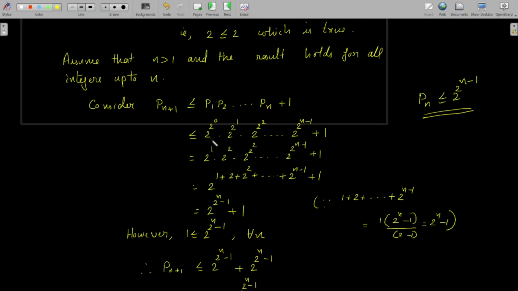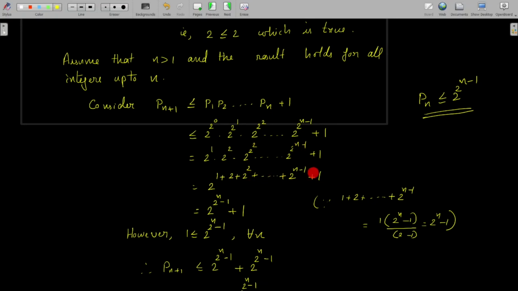P1 is less than or equal to 2 raised to 1 minus 1, that is 0. P2 is less than or equal to 2 raised to 2 minus 1, that is 1. Then P3 is less than or equal to 2 raised to 3 minus 1, that is 2, etc. Pn is less than or equal to 2 raised to n minus 1. So plus 1 here. Then this expression is equal to 2 to the power 1 into 2 squared into 2 raised to 2 squared into, etc., 2 raised to n minus 1, plus 1. When we take the product here, we can write it as 2 to the power 1 plus 2 squared plus, etc., plus 2 raised to n minus 1, plus 1.